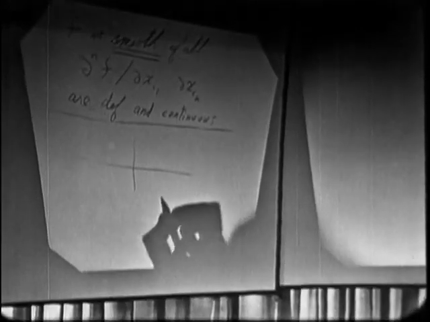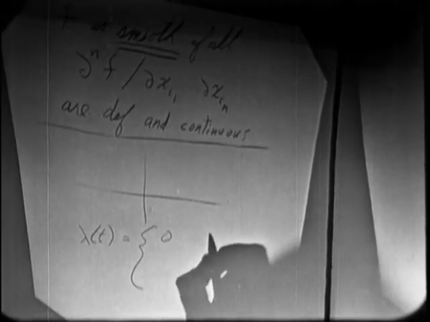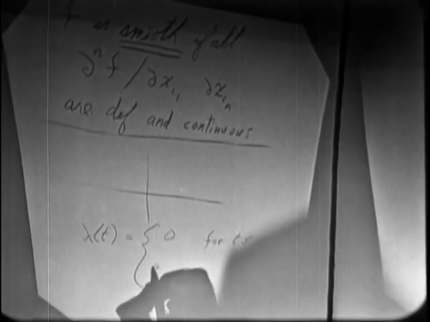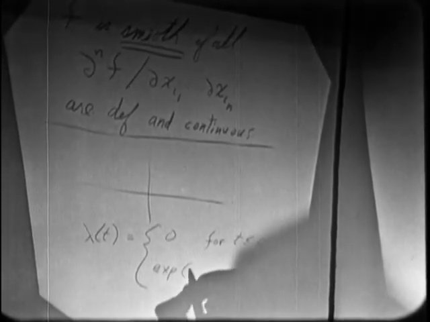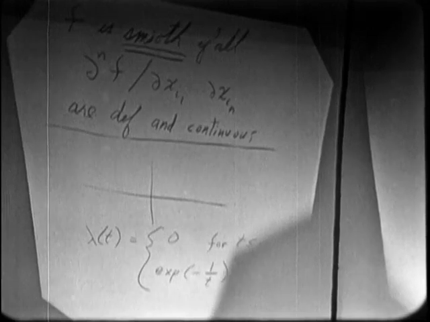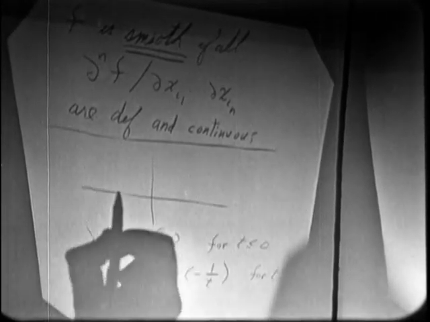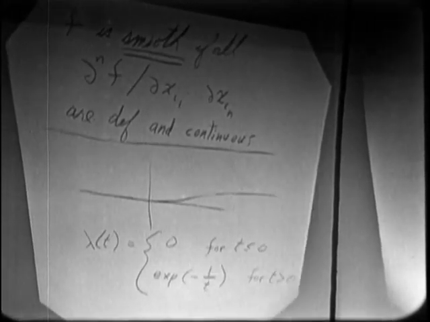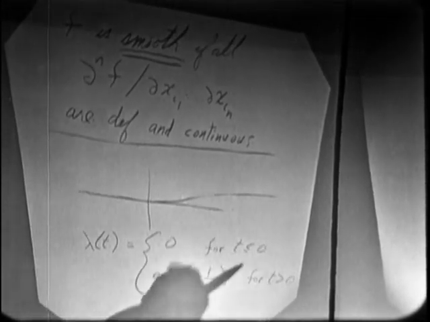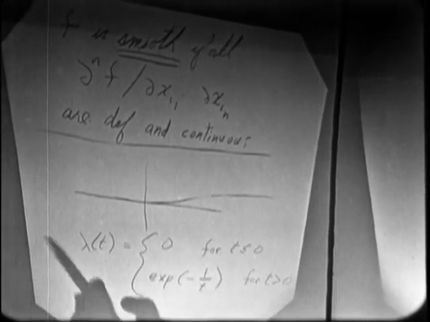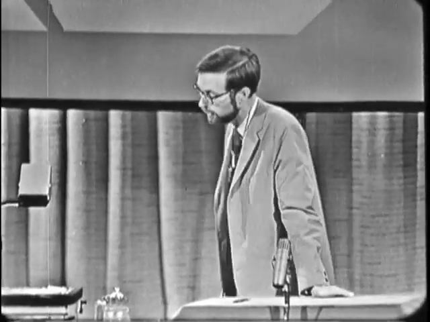The function, let me call it lambda of t, which is 0 for t less than or equal to 0, and is equal to e to the minus 1 over t for t greater than 0. So the graph of this function lambda is 0, and then it goes up like this. And this function does have the property that it's infinitely differentiable, and yet it's 0 for a considerable segment. And the existence of such a function is extremely useful and comes up over and over again in all of the theory.